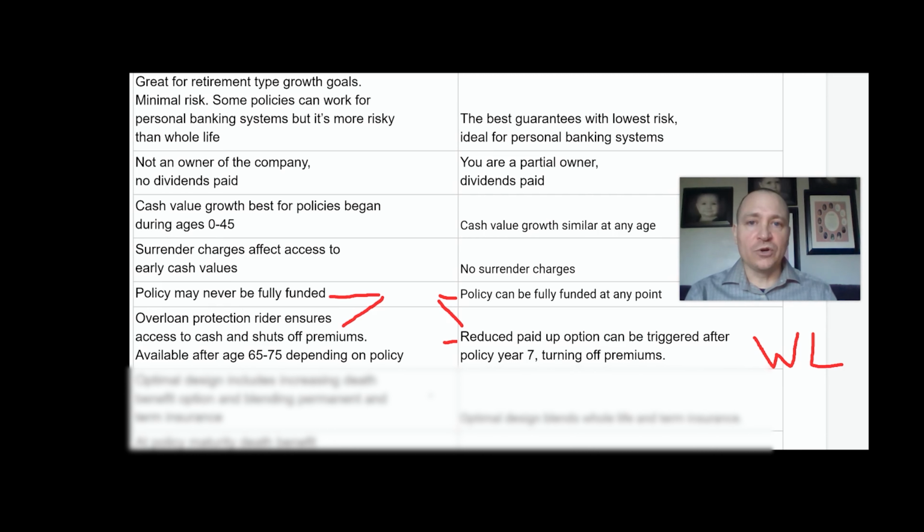You can no longer make any premium payments. Everything else will be the same. You will still have a death benefit. You will still be able to borrow from the policy, and you'll still be able to pay back those loans to the policy. It just makes it a more efficient policy because you no longer have premiums due.